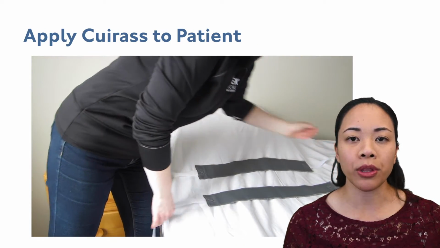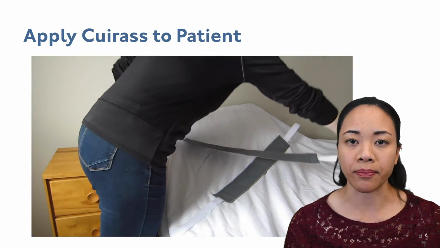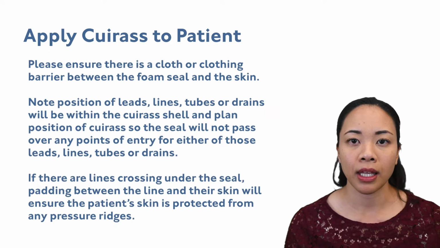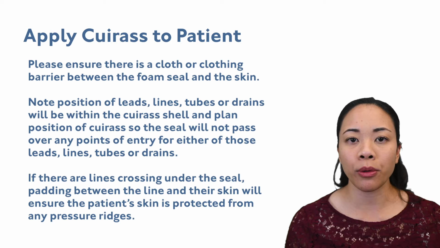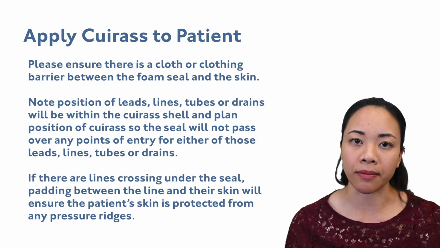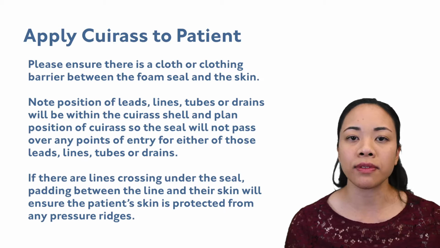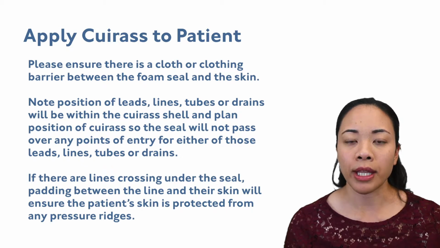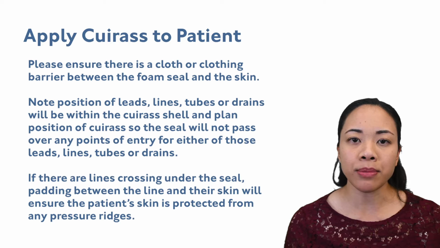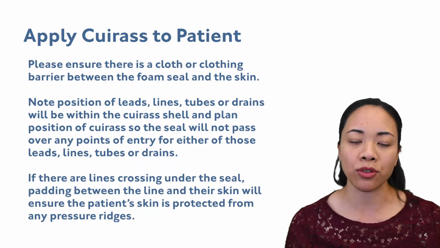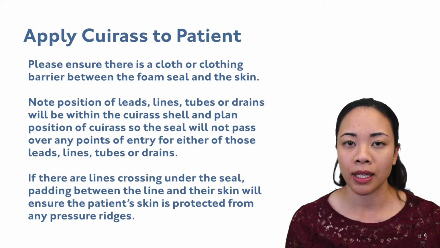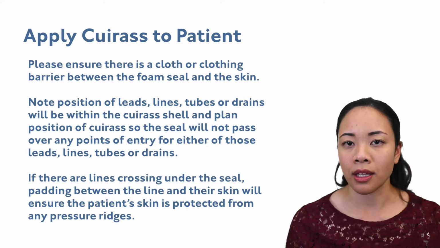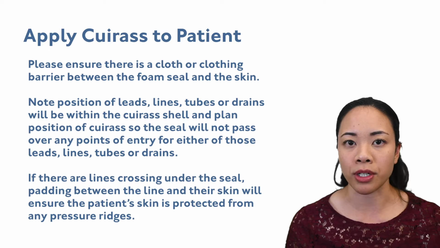Place the straps below the patient if they are in the supine position before turning the machine on. Also, before applying the Cuirass shell to the patient, please ensure that there is a cloth or clothing barrier between the foam seal and the skin. Also, please note position of leads, lines, tubes, or drains that will be within the Cuirass shell, and plan position of the Cuirass so the seal will not pass over any points of entry for either of those leads, lines, tubes, or drains. Now, if there are lines crossing under the seal, padding between the line and their skin will ensure the patient's skin is protected from any pressure ridges.